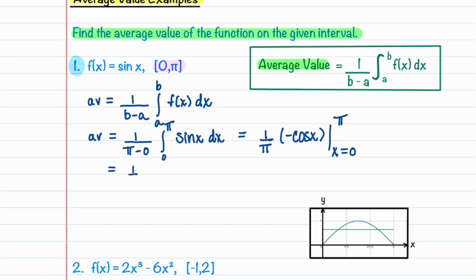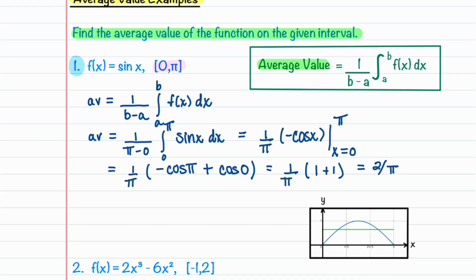This gives us 1 over pi minus cosine pi minus a negative, so that's plus cosine of 0. You really have to watch your negatives with this problem. Cosine of pi is negative 1, so this is minus a negative 1, which gives us a positive 1, and then cosine of 0 is 1, so we get an answer of 2 divided by pi. This is approximately 0.637. So we have an exact answer and an approximate answer.